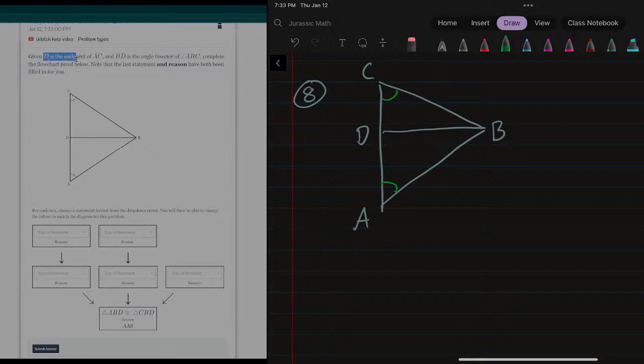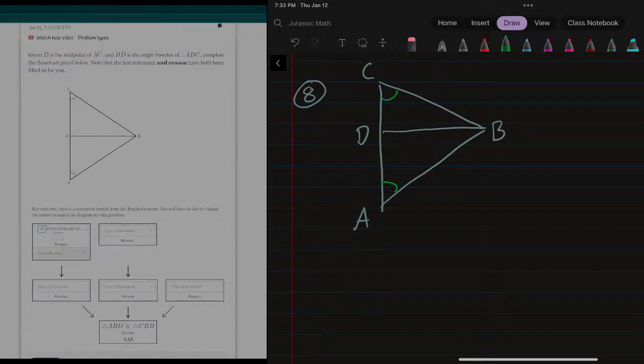We have D is the midpoint of AC. So I'm going to say down here, midpoint. D is the midpoint of AC. That's a given. And the other one, BD, is an angle bisector. BD bisects angle ABC. Given.